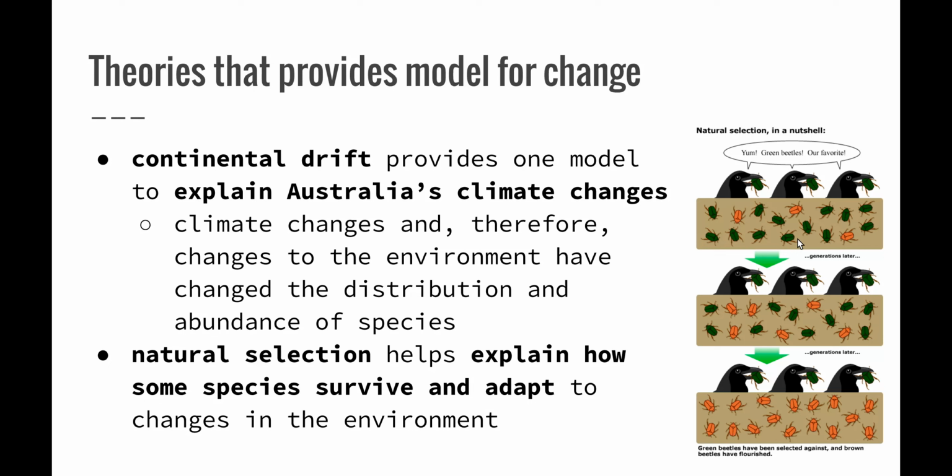So what about some theories that provide models for change? The theory of continental drift provides one model to explain Australia's climate changes. Climate changes, and therefore changes to the environment, have changed the distribution and abundance of species. The theory of natural selection helps to explain how some species survive and adapt to changes in the environment.